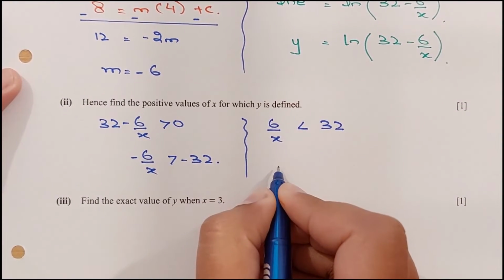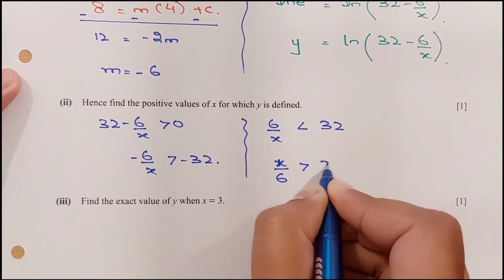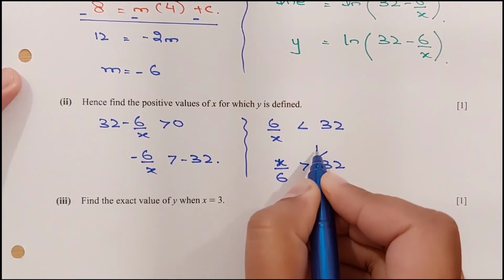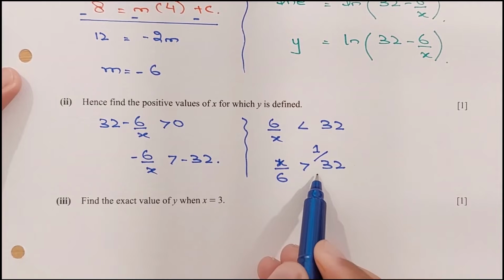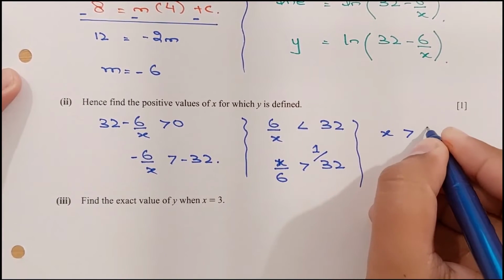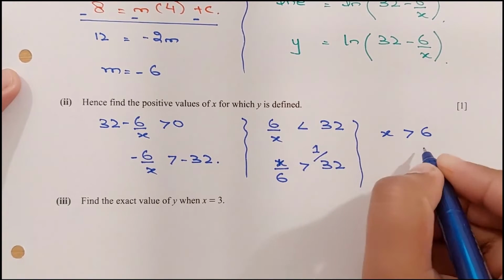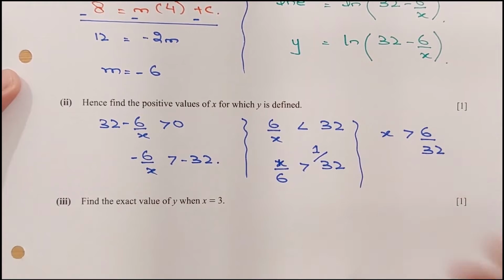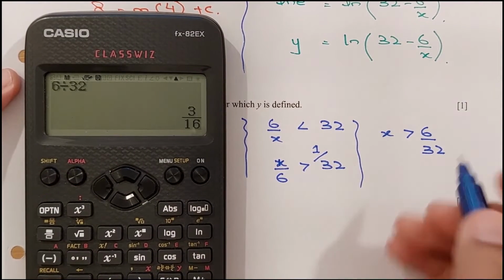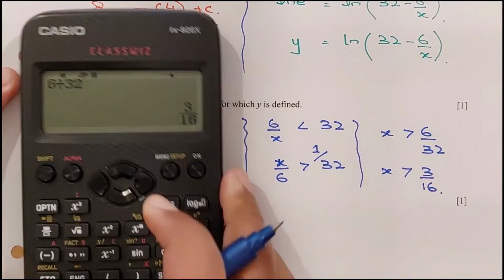And doing a reciprocal, we have x over 6 is greater than 1 over 32. Doing a reciprocal on both sides, again we reverse the inequality, and then we have x is greater than 6 multiplied by 1 over 32, so 6 over 32. Let me simplify 6 over 32 to its simplest form. 6 divided by 32 is 3 over 16. So x is greater than 3 over 16, right?